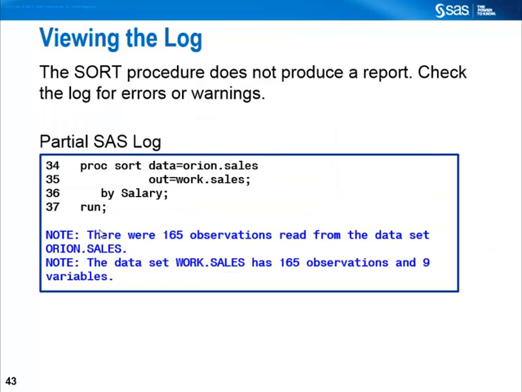When we submit the program and view the log, the sort procedure does not produce a report. Check the log for errors or warnings. So proc sort data equals orient.sales. So there were this many observations that were read, and the same number of observations were written, and the same number of variables were also written.